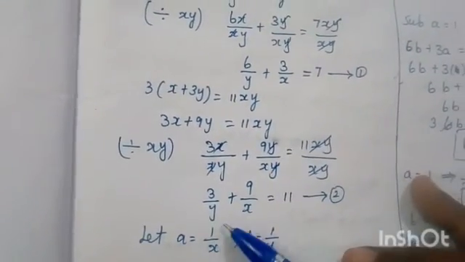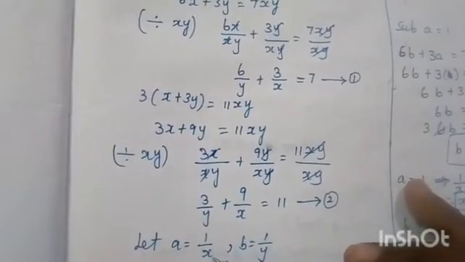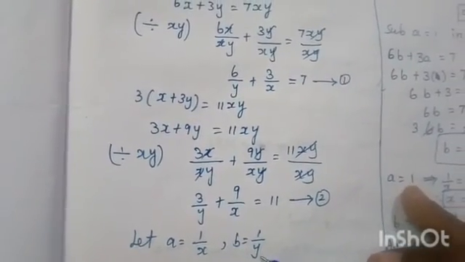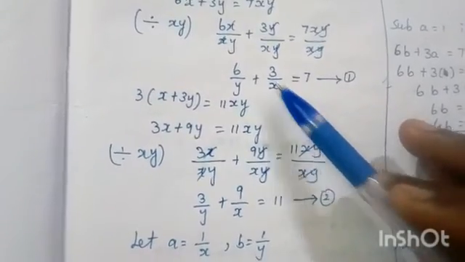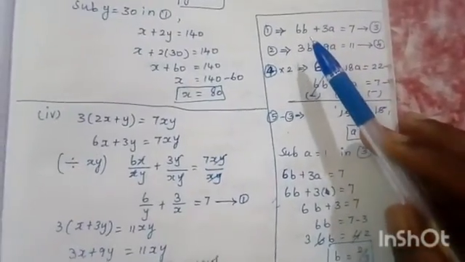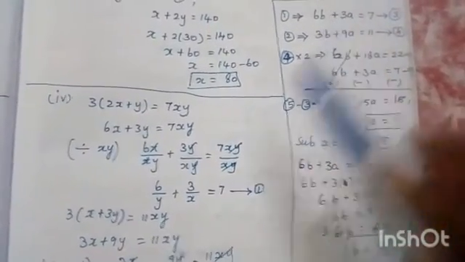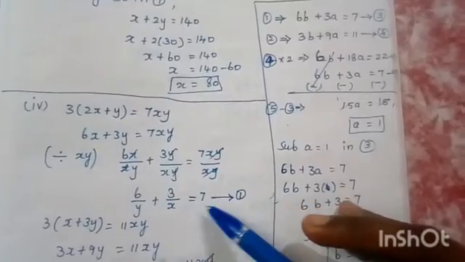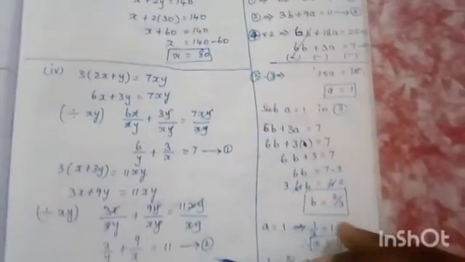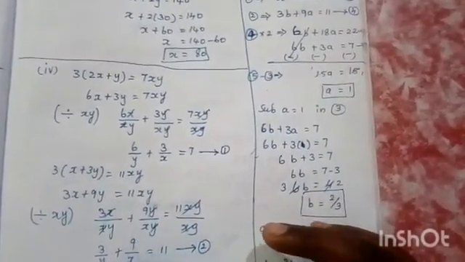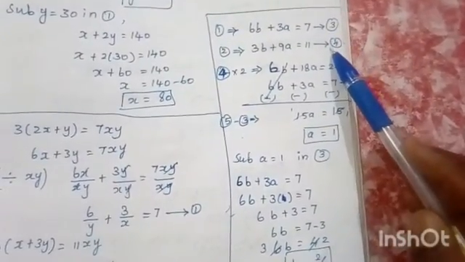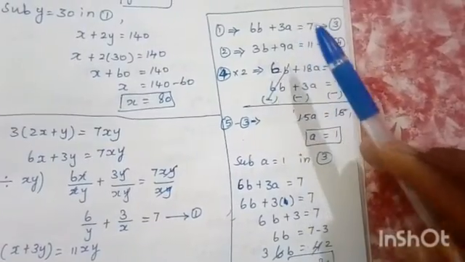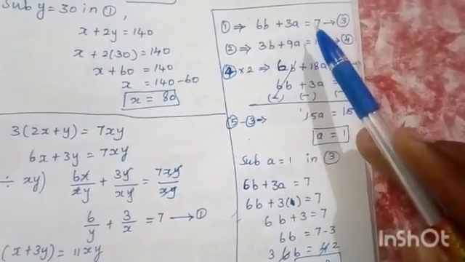Let a equal to 1 by x, b equal to 1 by y. So it is written 6 into 1 by y, 3 into 1 by x. So the first equation, 1 by y is b, so this is 6b plus 3a equal to 7. The second equation, 3b plus 9a equal to 11. We call these equation number 3 and 4. Now you have to eliminate any one of the variables, a or b.